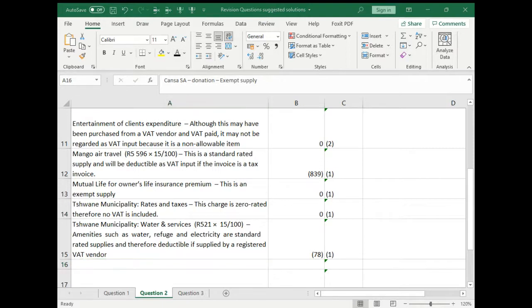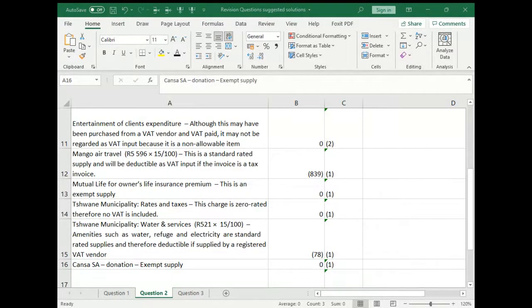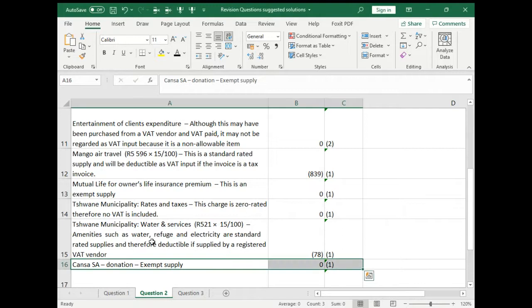Okay, then the next one we've got is our donation to Cancer, a registered PBO. It is an exempt supply, so there's no VAT linked to that. So it is a 0. Okay, then we had cash for prepaid electricity of the business. And then the next one was a Capitec Bank in payment for hire purchase installments.